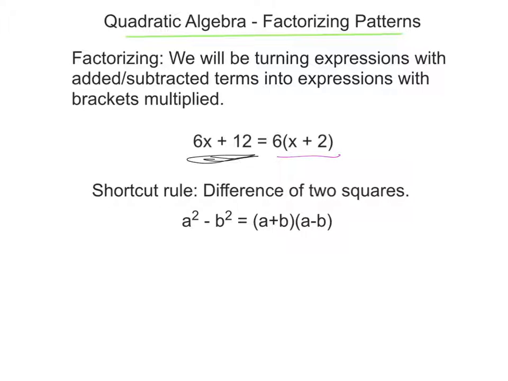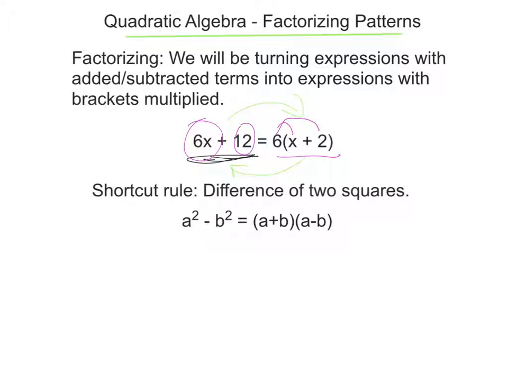And we can check this by just going 6 times x is 6x, 6 times 2 is 12, and seeing that it actually works, because when you expand the brackets you should get back to the original expression. So factorizing is putting the brackets in, going this way, and ending up with a multiplication, and expanding is going the other way, where you get rid of the brackets and the multiplication and end up with just added and subtracted terms. To help us with some more difficult questions, we learn some patterns.